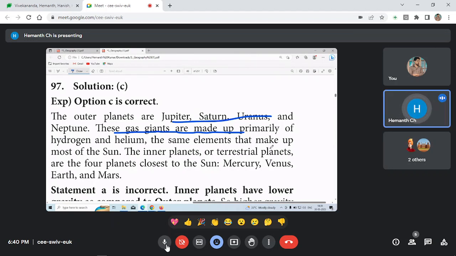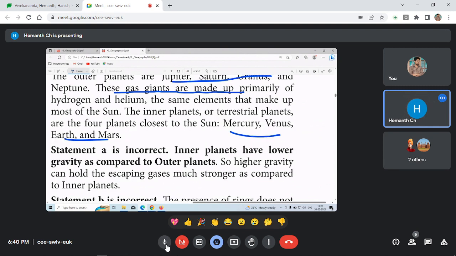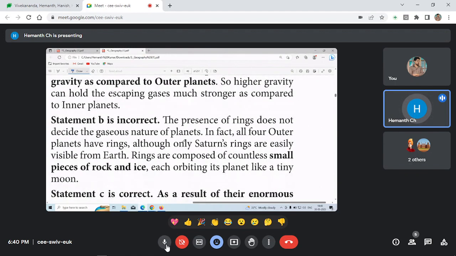The inner planets are terrestrial planets, four in number: Mercury, Venus, Earth, Mars. Inner planets have a low gravity as compared to the outer planets. So the higher gravity can hold the escaping gases much stronger as compared to the inner planets.